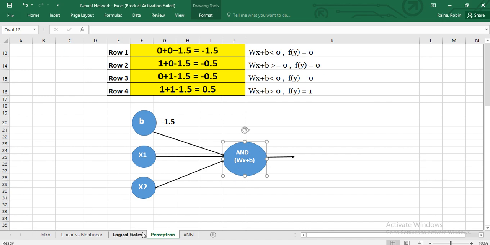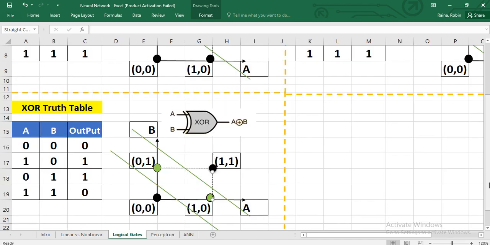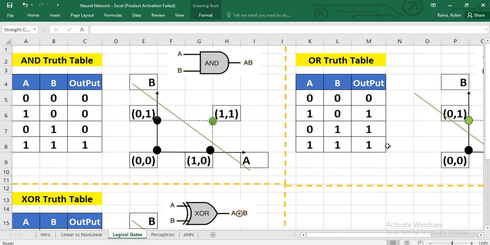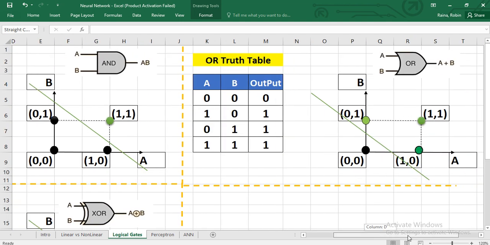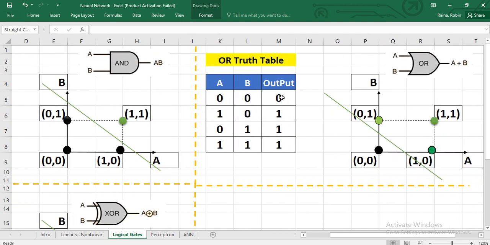Similarly, you can get the outcome for the OR gate. You can try it yourself also. It is very easy. You have to keep in mind the output and the prediction. If wx plus b, weight into input plus bias, is greater than or equal to 0, then the output will be considered as 1. If it is less than 0, then the output is 0. This is the basic thumb rule of binary classification using perceptron.